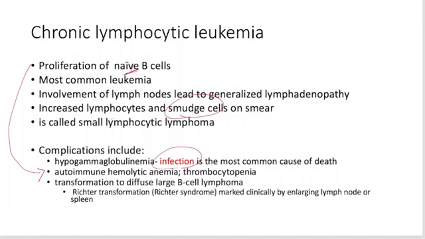You can get autoimmune hemolytic anemia and thrombocytopenia. You can transform into diffuse large B cell lymphoma, which is not a good situation. That is called Richter transformation or Richter syndrome. And what happens is you would get diagnosed with CLL. You kind of are running baseline, and then you would get enlarged lymph node presentation or spleen enlargement.